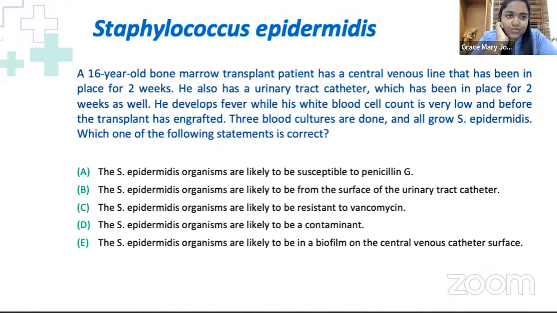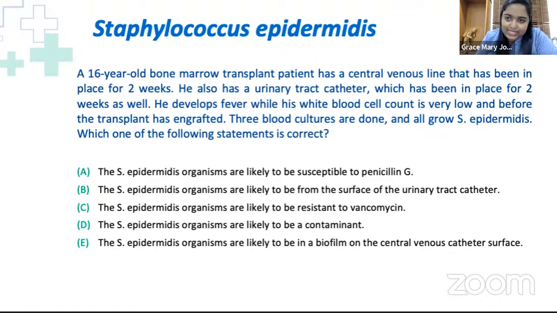Okay, CoNS. So a 16-year-old bone marrow transplant patient with a central venous line for 2 weeks and a urinary catheter for 2 weeks, fever with a very low WBC, and the patient has not engrafted. 3 blood cultures are done, and all 3 grew Staph epidermidis. And which one is correct? Epidermidis organisms are likely to be sensitive to penicillin, likely to be from the surface of the urinary catheter, resistant to vancomycin, could be a contaminant, or epidermidis organisms are likely to be in a biofilm of the central venous catheter. Please write your answer. I'll give you 7 seconds because it's a large question. So you have 3 cultures growing Staph epidermidis.